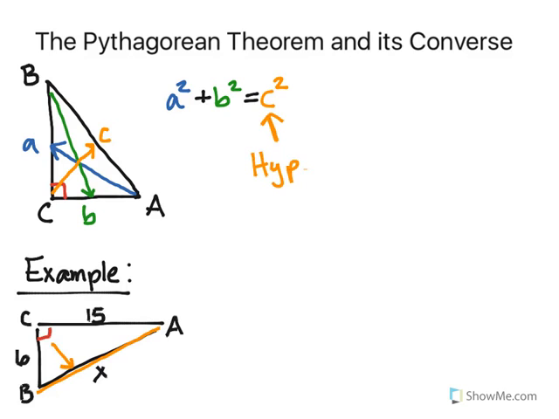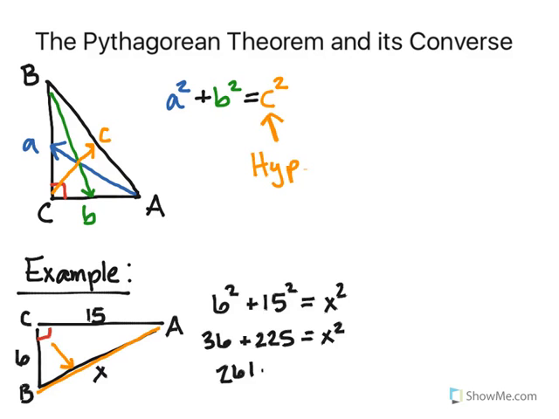So when we set this up, we can start with 6 or 15. I'm going to start with 6 and just go in ascending order. So 6 squared plus 15 squared equals x squared. And so we're going to simplify. We're going to square these numbers out. We're going to get 36 plus 225 equals x squared. And now we're going to combine our like terms on the left, which is 261, and that's equal to x squared.